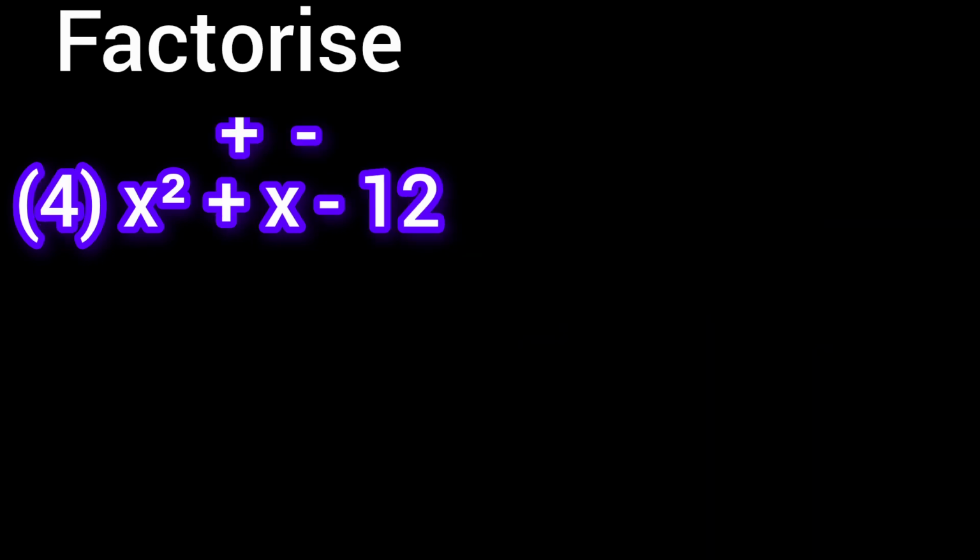Question number 4. We are asked to factorize s squared plus s minus 12. The first thing we have to do is to multiply the first term by the last term. The first term is s squared and the last term is minus 12. So s squared times minus 12 is going to give us minus 12s squared. From there, we look for the factors of minus 12s squared. Those two numbers that when we multiply them give us minus 12s squared, and when we add or subtract them, we are going to have plus s.